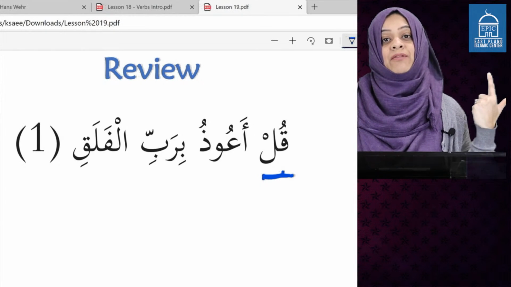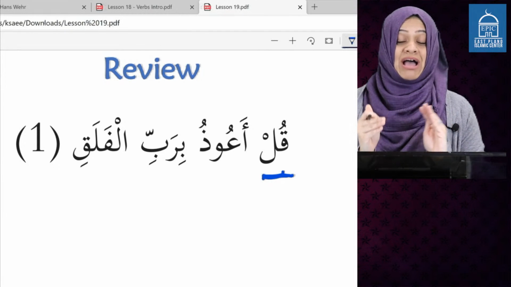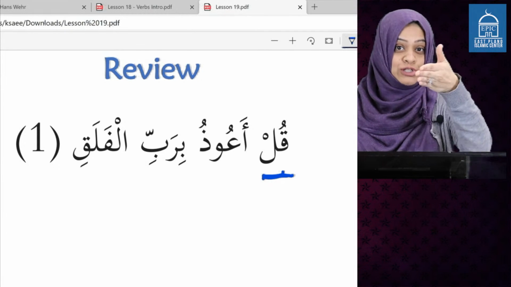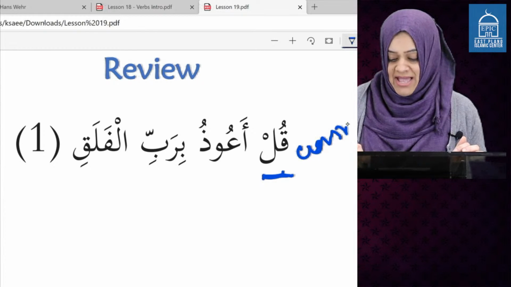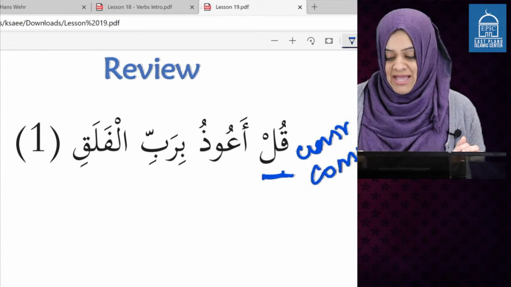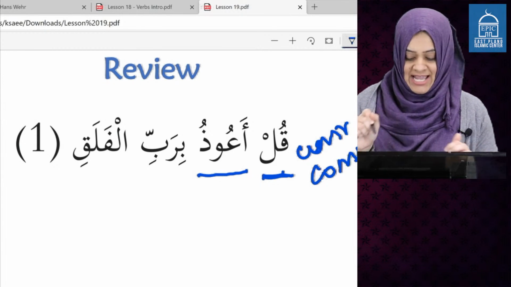Right now we're just learning about the first family, which is your mujarrad family. So qul, you have not learned, but this is your verb. You'll learn next week, inshallah. This is amr. It's called command verb. A'udhu, this is your mudare, which you're going to learn today.